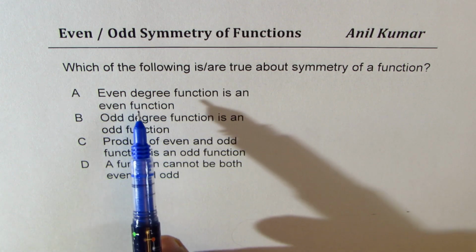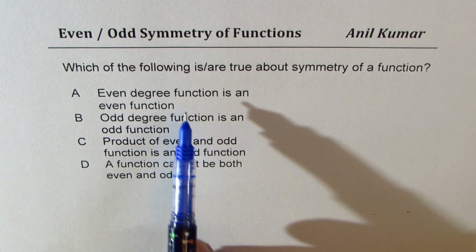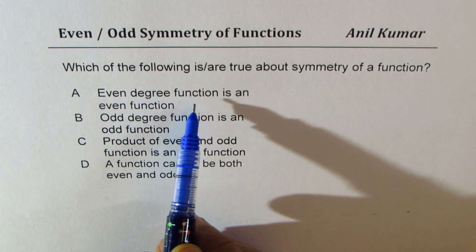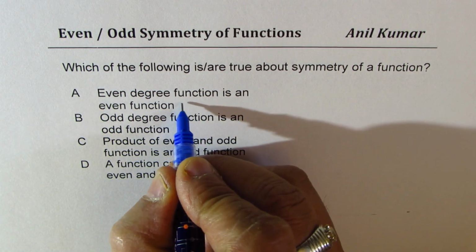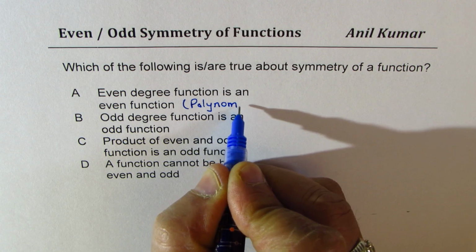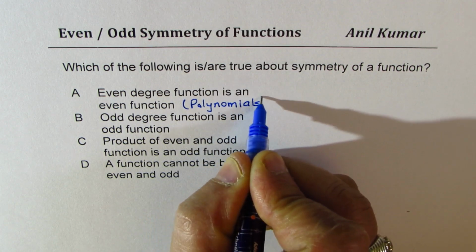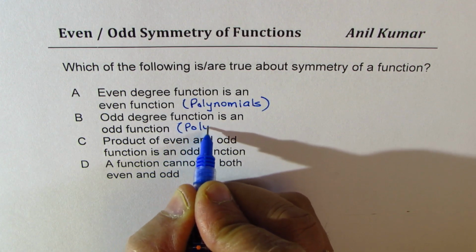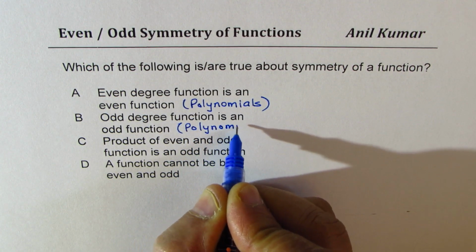Now, when we are talking about even and odd degree functions, we are referring to polynomials, right? So I should have mentioned even or odd degree functions related to polynomials. So both these points are actually related to polynomials.